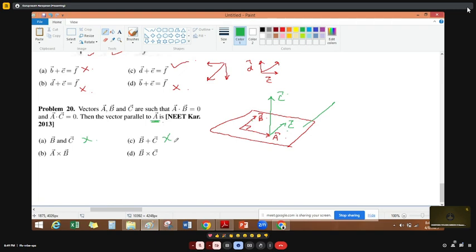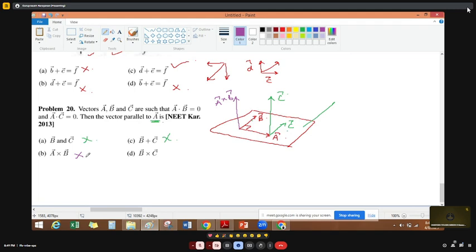Any other options you can think of? What about A cross B? Where will A cross B be? I think A cross B will be here. Everyone agree with that? So that means that is also perpendicular to A. It is not parallel to A. So that means this is also wrong.